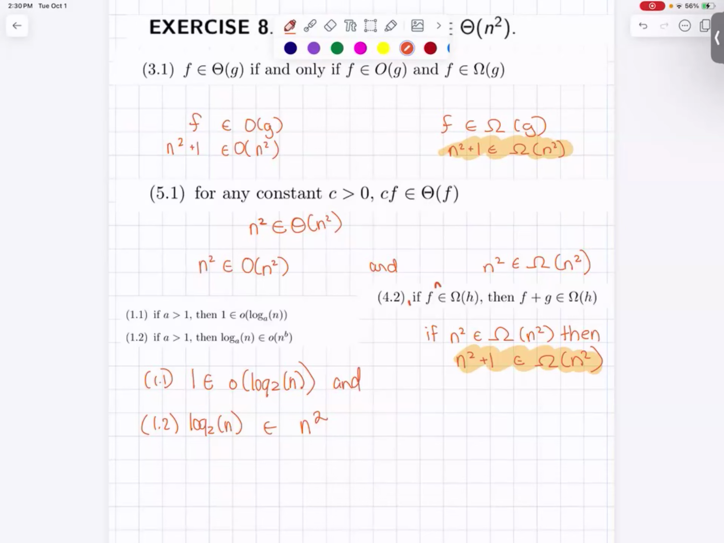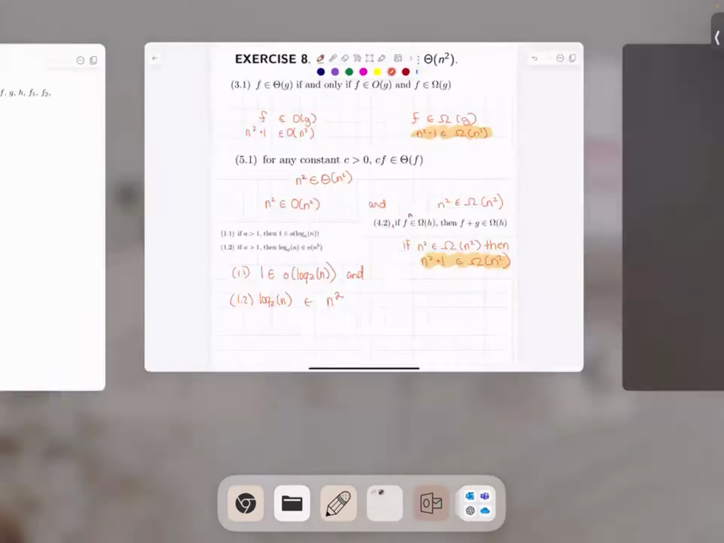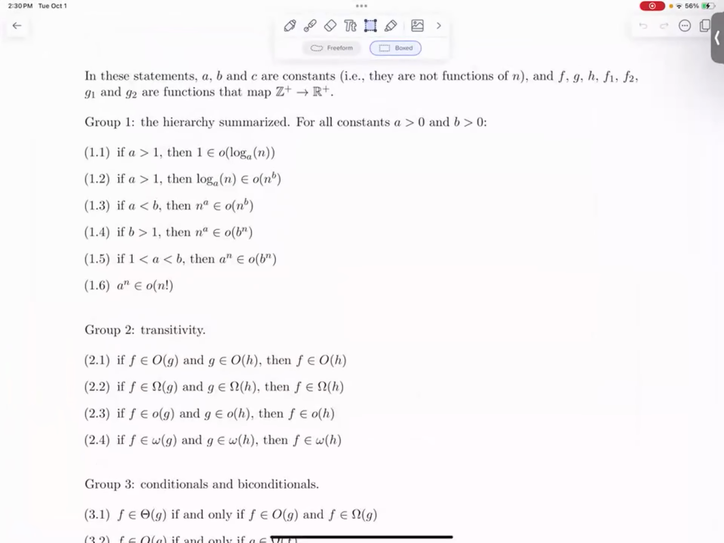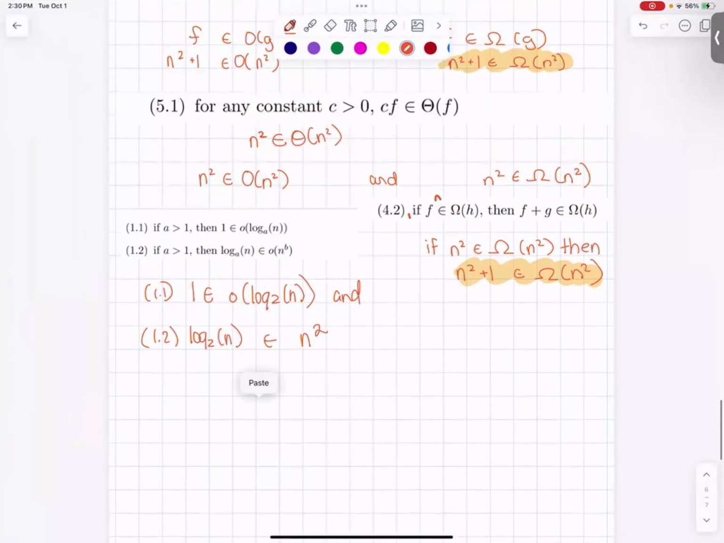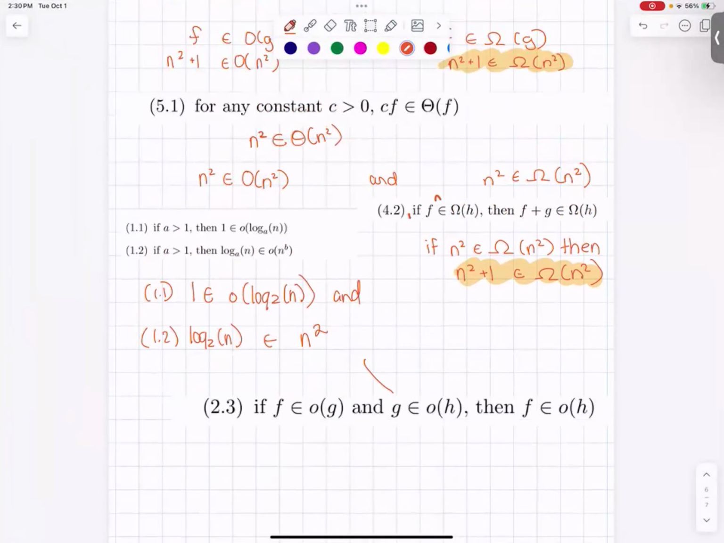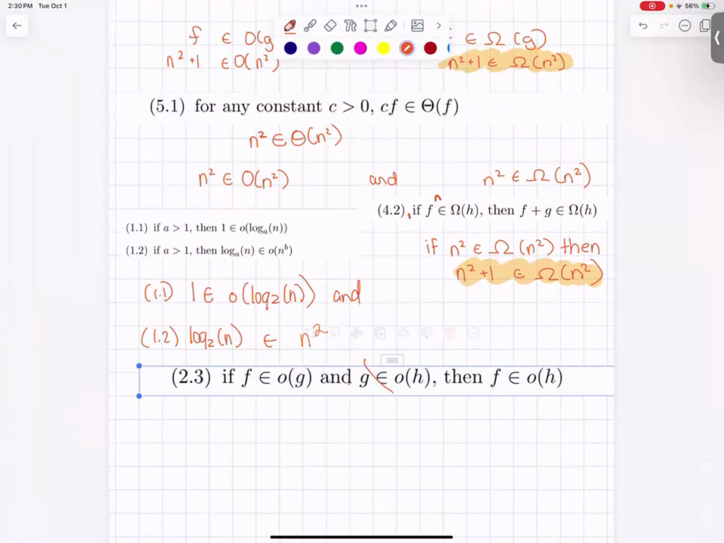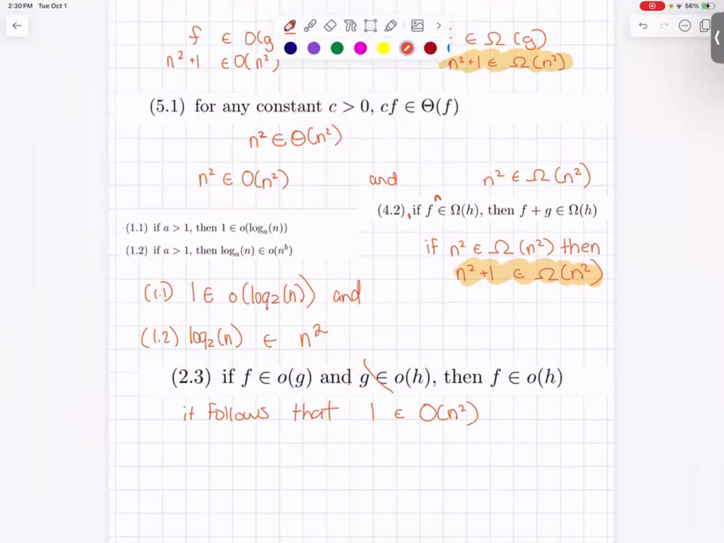So by using those two and then by pulling in the transitivity property, I'll just pick it up and bring it in right here. The same one that I've been saying every single day. If A is less than B and B is less than C, then A is less than C. Same thing. If F is in G and G is in H, then F is in H. So then here we can say it follows that 1 is going to be in, oops, I can't just say n squared like that, big O of n squared. It's the set of those functions.